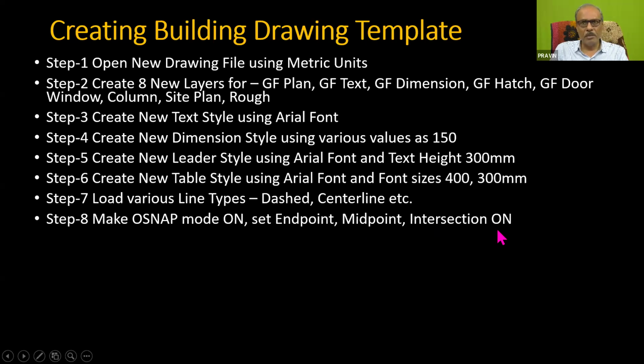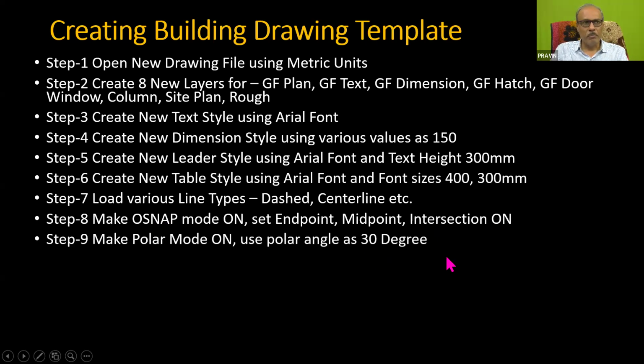By pressing the function button F3 on the keyboard, we can make the OSnap, that is object snap mode, on. So that is the next step we have to follow for setting our building drawing template. Then next, step number 9 is to make the polar mode on.